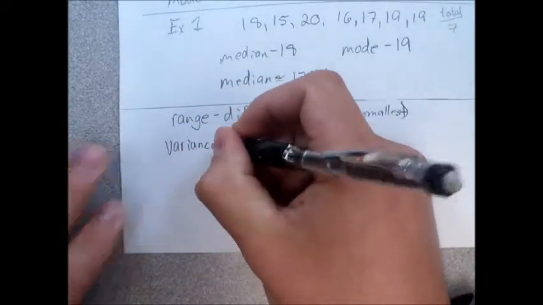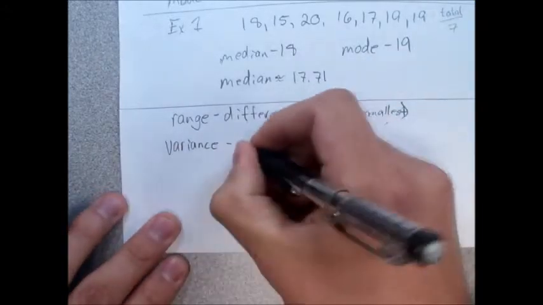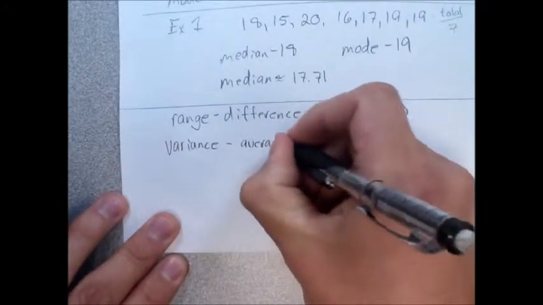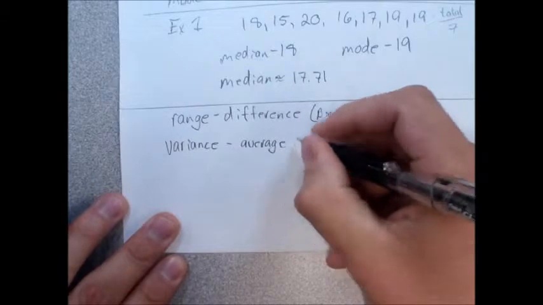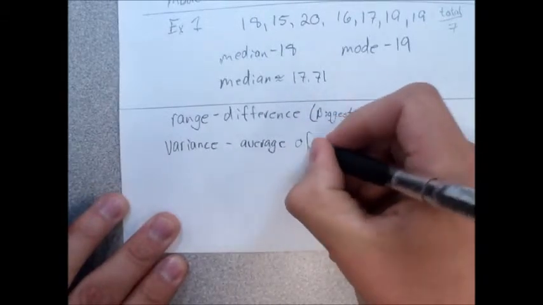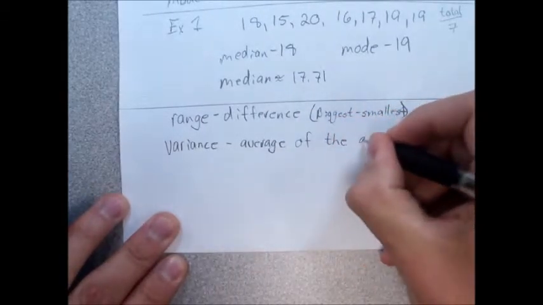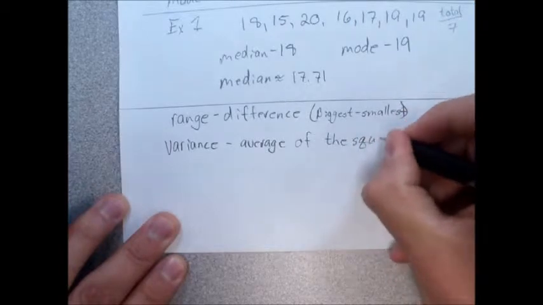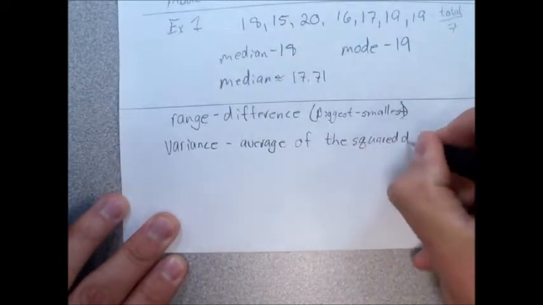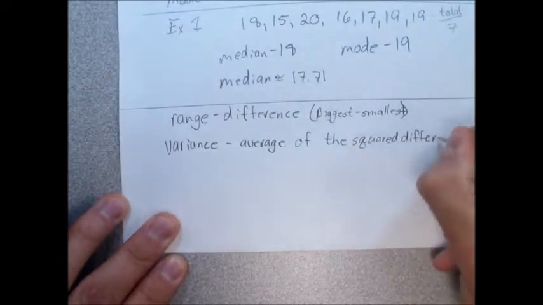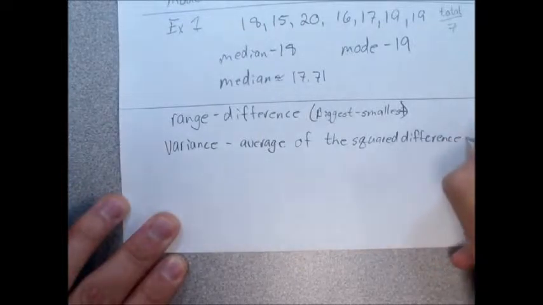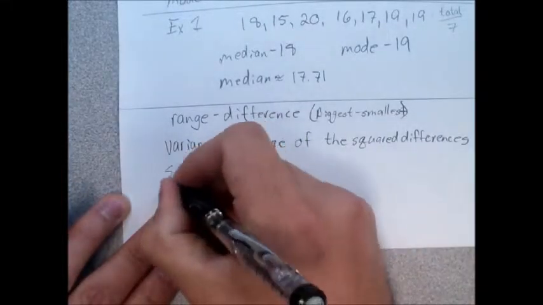So the variance of the data is the average of the squared differences. And then we'll see the standard deviation.